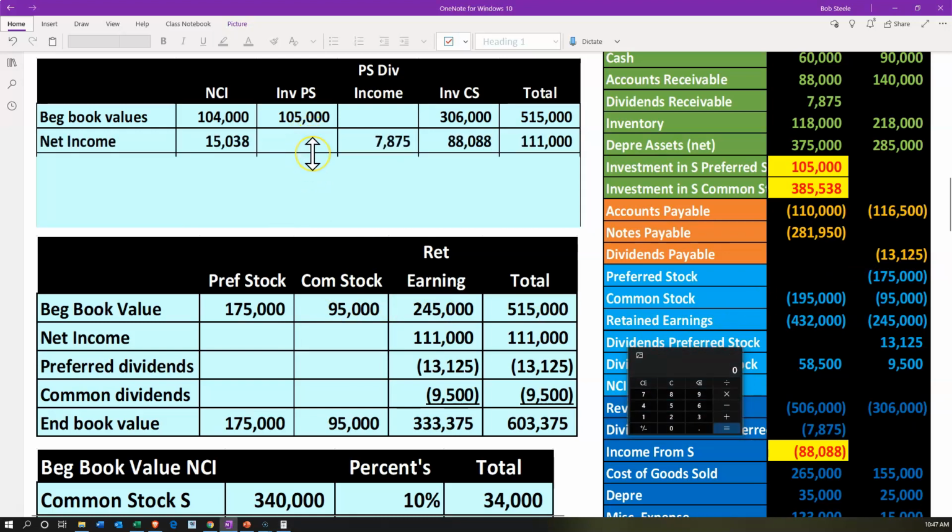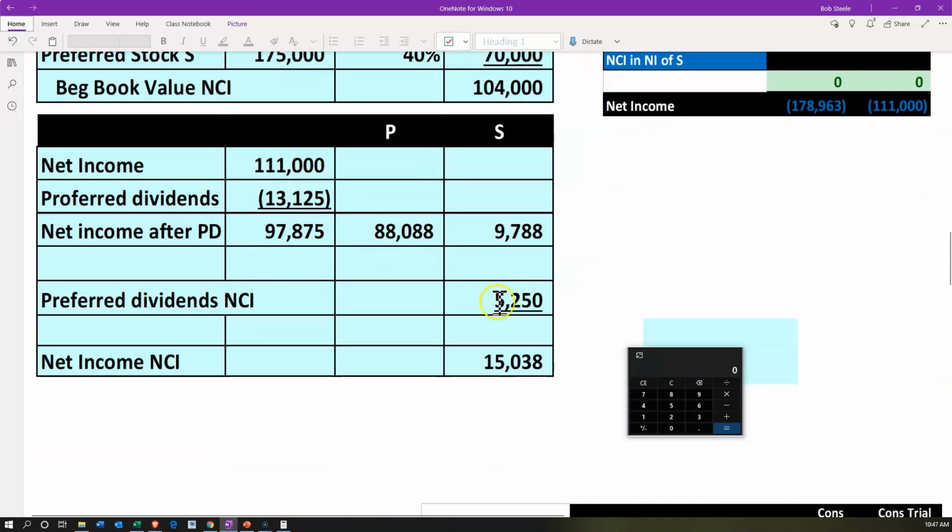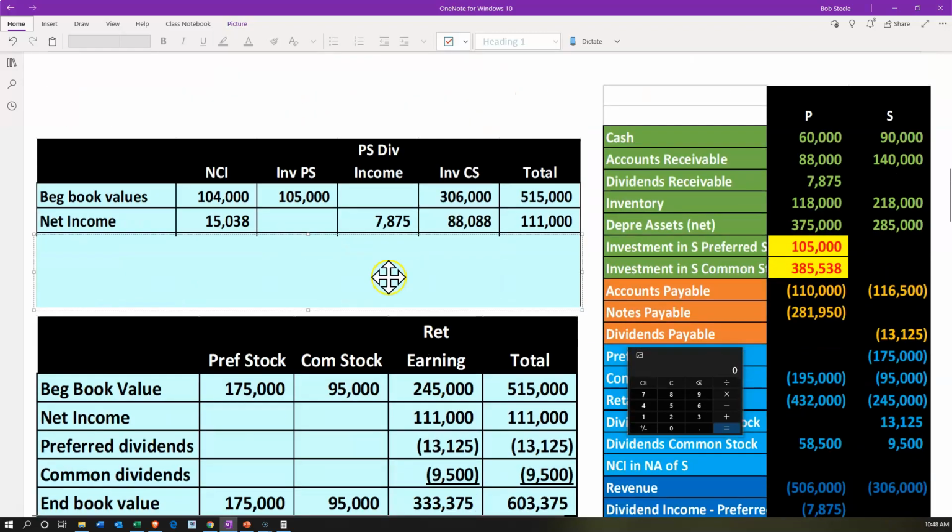Okay, and then we're going to have the net income. For the non-controlling interest, this is where we're going to pull in that 15,038. The 15,038 is this number we came to down here. So we calculated this number and this number. And recall that we pulled out the preferred dividends because we're going to show that in the next line. So we've got the net income allocated to the non-controlling interest, and then we're going to deal with those preferred dividends.